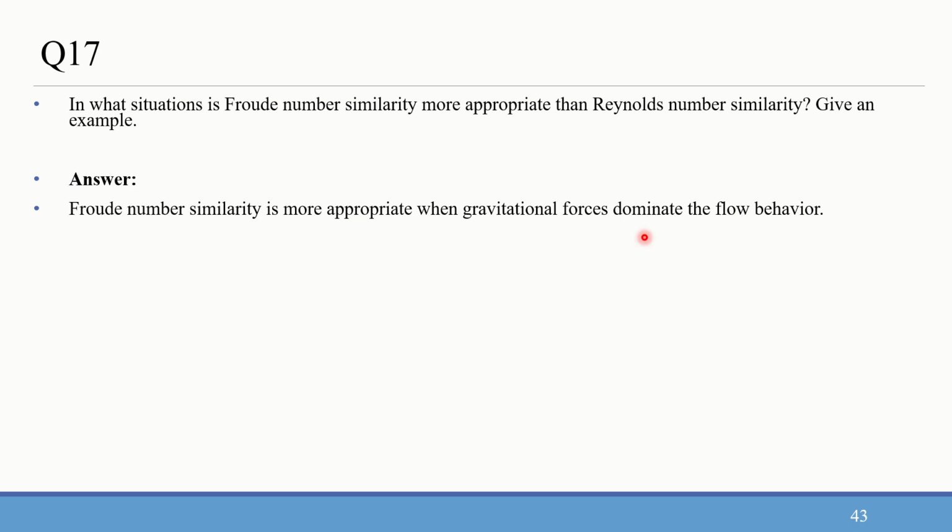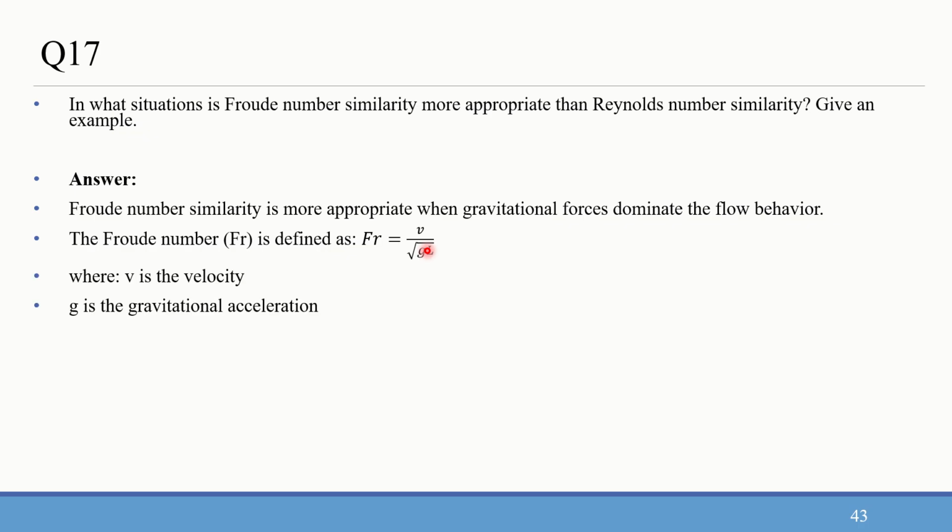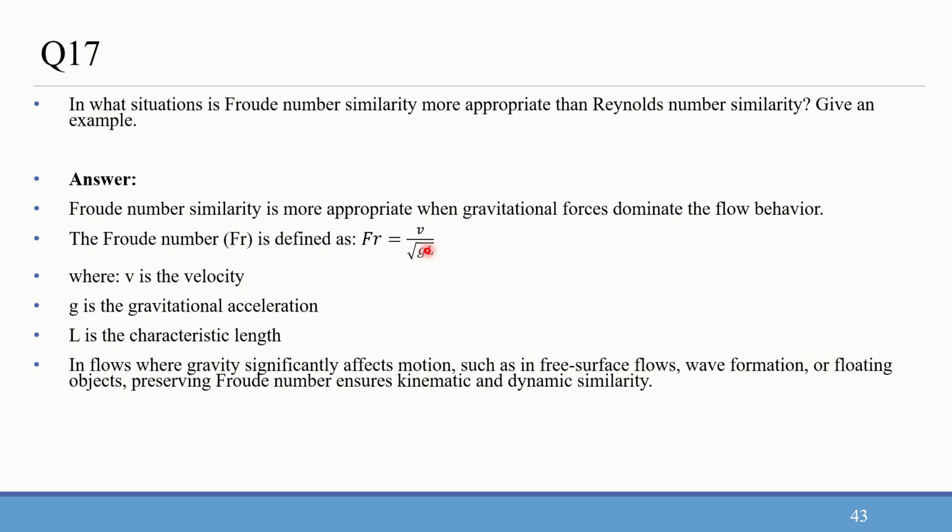Froude number is the ratio of inertial force to gravitational force, so it is more appropriate when gravitational forces dominate the flow behavior. Froude number is defined as Fr equals V by root of GL, where V is the velocity, G is the gravitational acceleration, and L is the characteristic length. In flows where gravity significantly affects the motion, such as in free surface flows, wave formation, or floating objects, preserving Froude number ensures kinematic and dynamic similarity. So in those cases we use Froude number similarity.